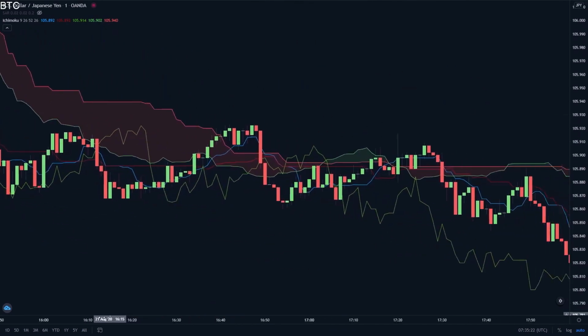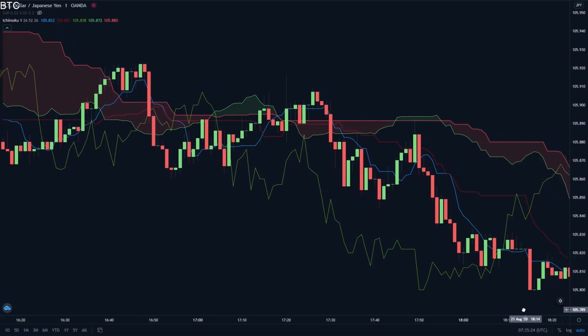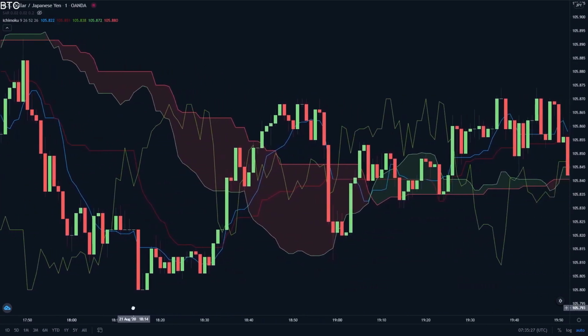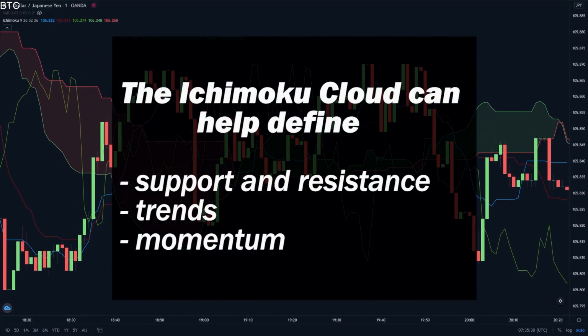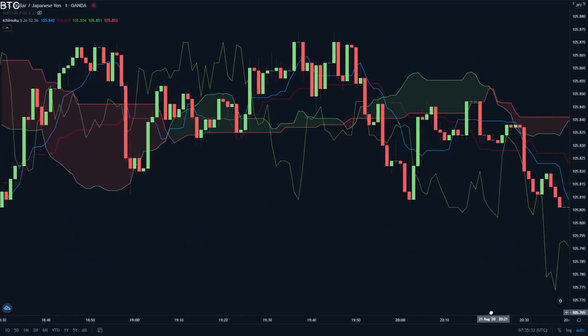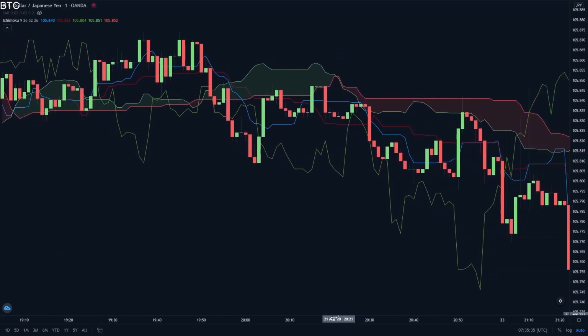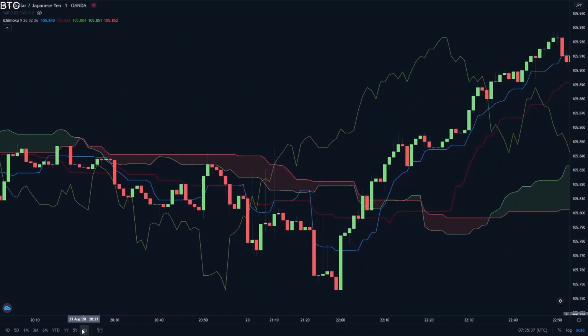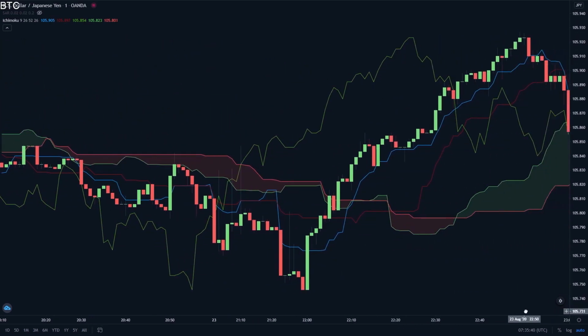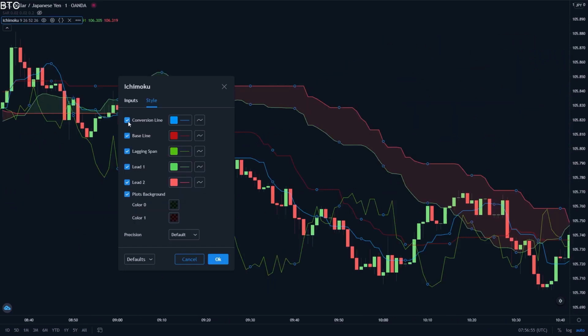The Ichimoku Cloud, or the Ichimoku Kinko Hyo indicator, is a very versatile indicator that can help define support and resistance, trend directions, and momentum. At first glance, it may seem messy and very hard to read, but let's break down the parts. It consists of multiple parts. We have the Tenkan-sen, which is also known as the conversion line, the Kijun-sen, also known as the baseline, the Chikou span, also known as the lagging span, and two leading spans that form a cloud.